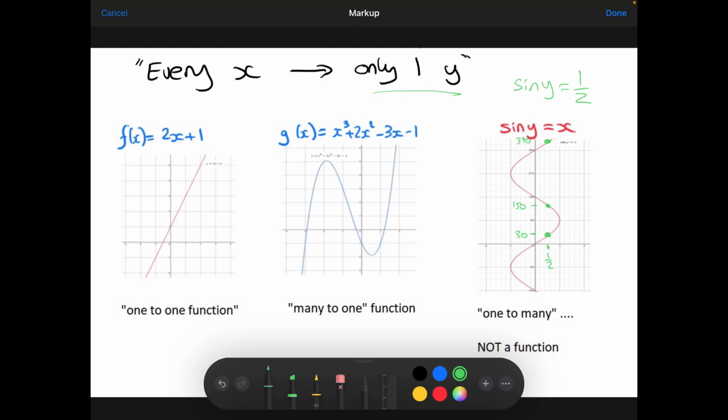So for the x value of 1/2, there are many different y values. There's 30, there's 150, there's 390, and so on. So every x value does not go to only one y value. So this third example, sine y equals x, is not a function.